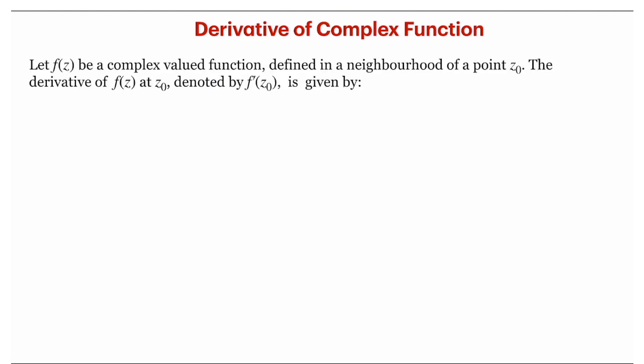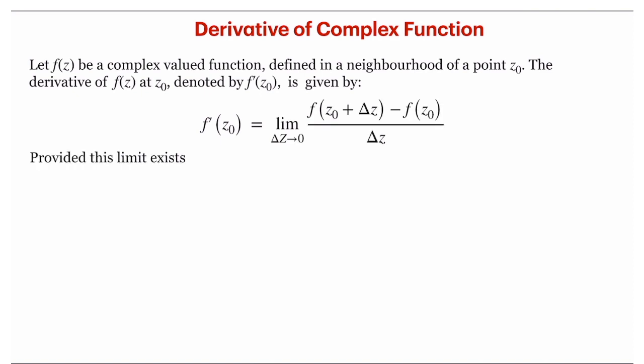In order to do any physics, we need to have derivatives, or calculus, done on the function. So here let us define the derivative from the first principle. Let f of z be a complex valued function defined in the neighborhood of point z_0. The derivative of f of z at z_0, denoted by f prime of z_0, is given by f prime of z_0 equal to the limit delta z going to 0 of [f of z_0 plus delta z minus f of z_0] divided by delta z, provided this limit exists.